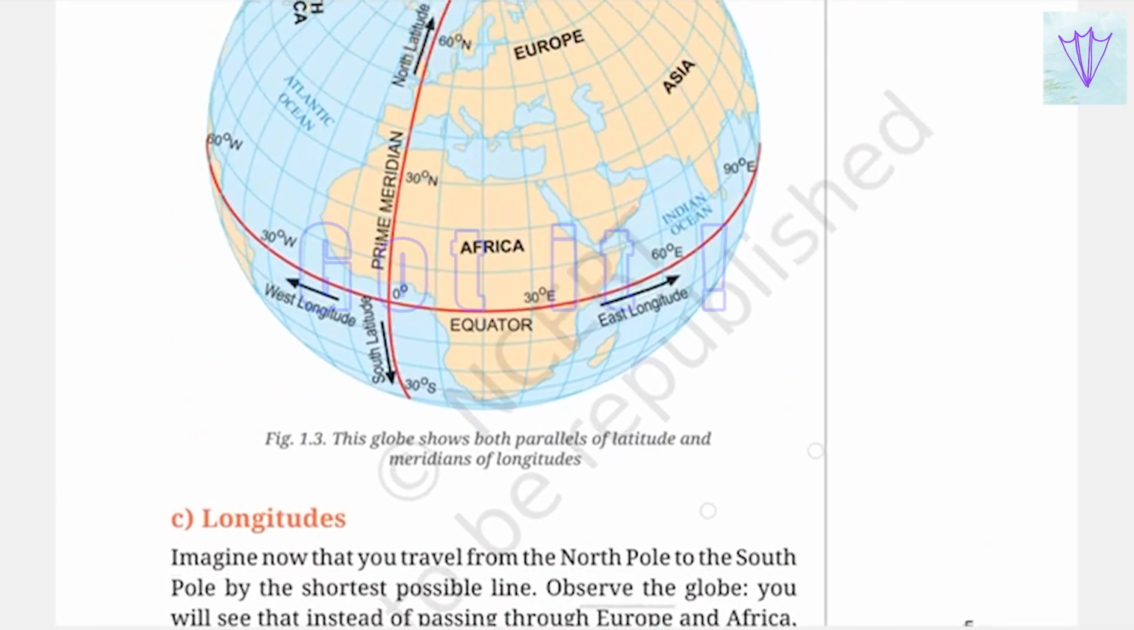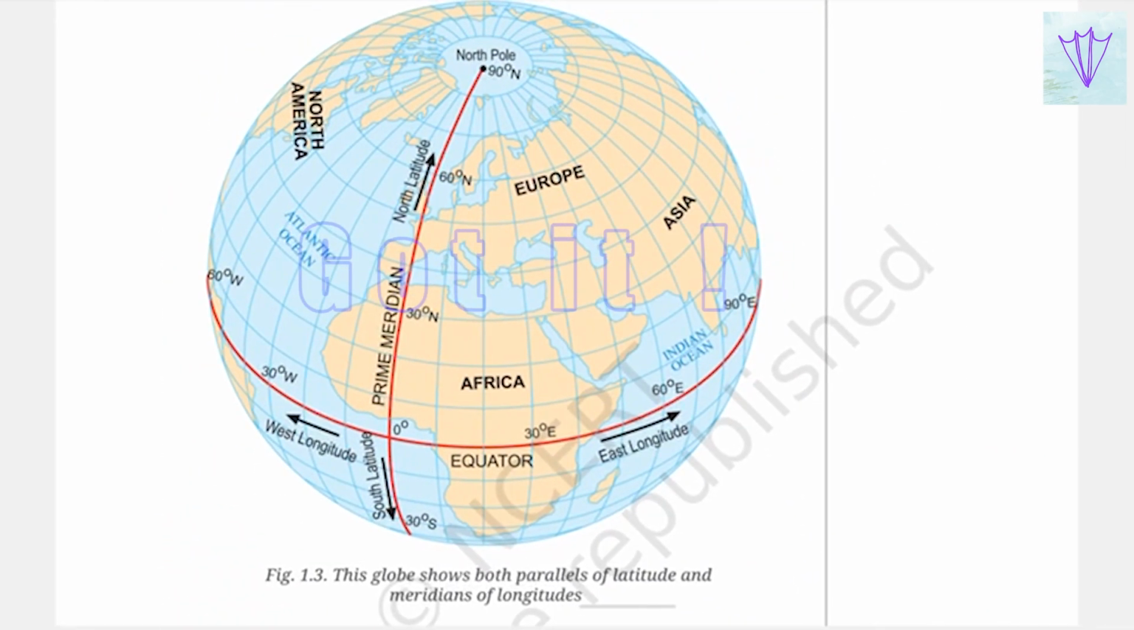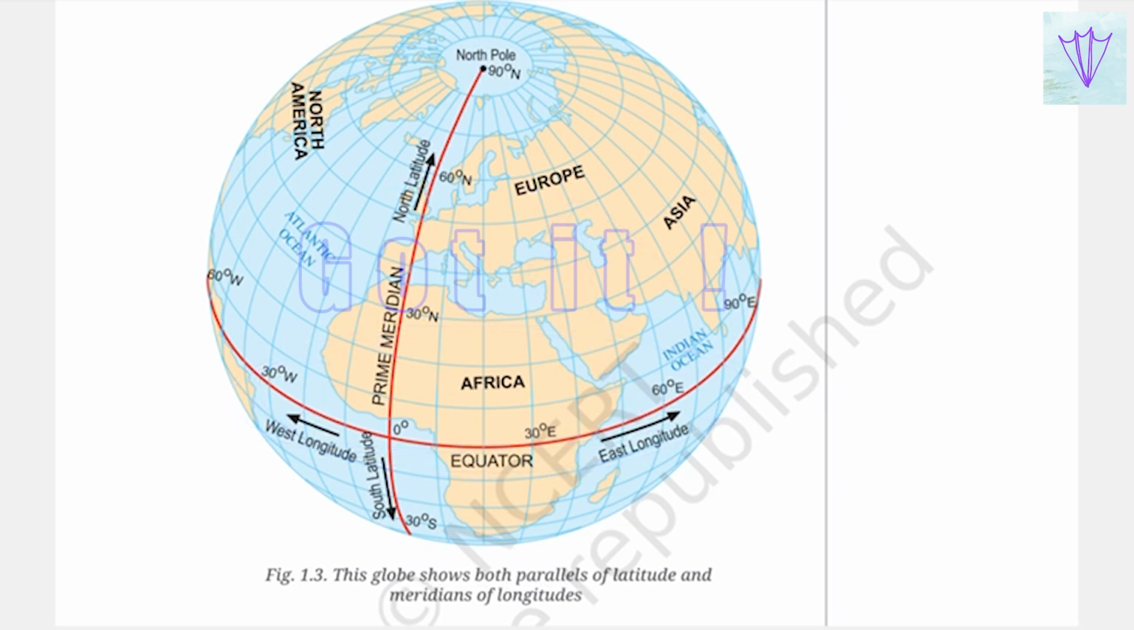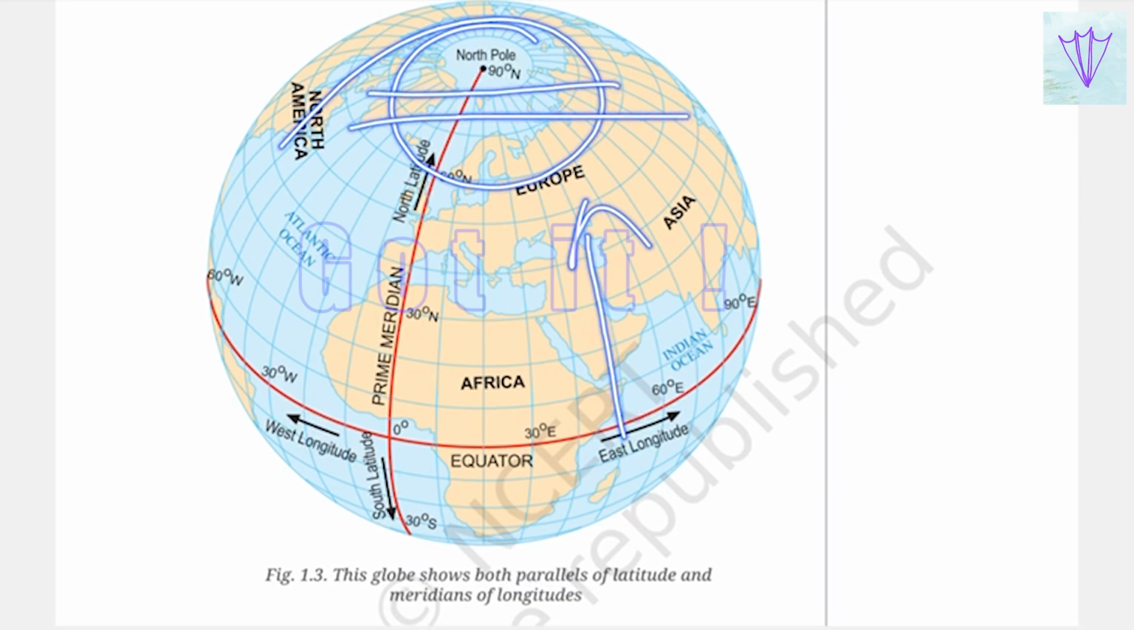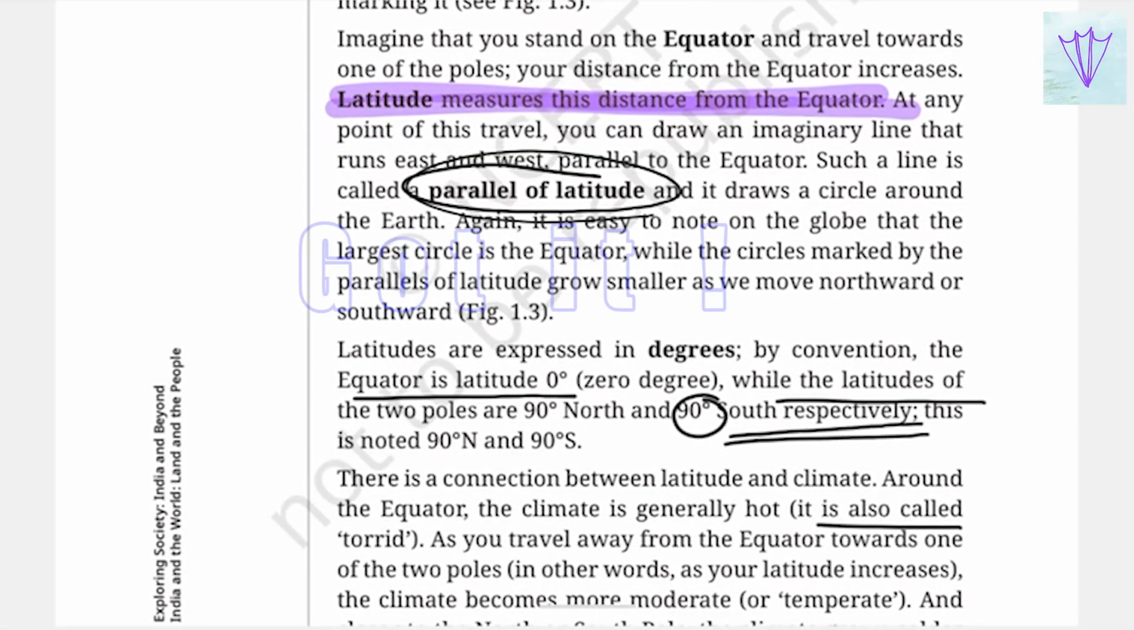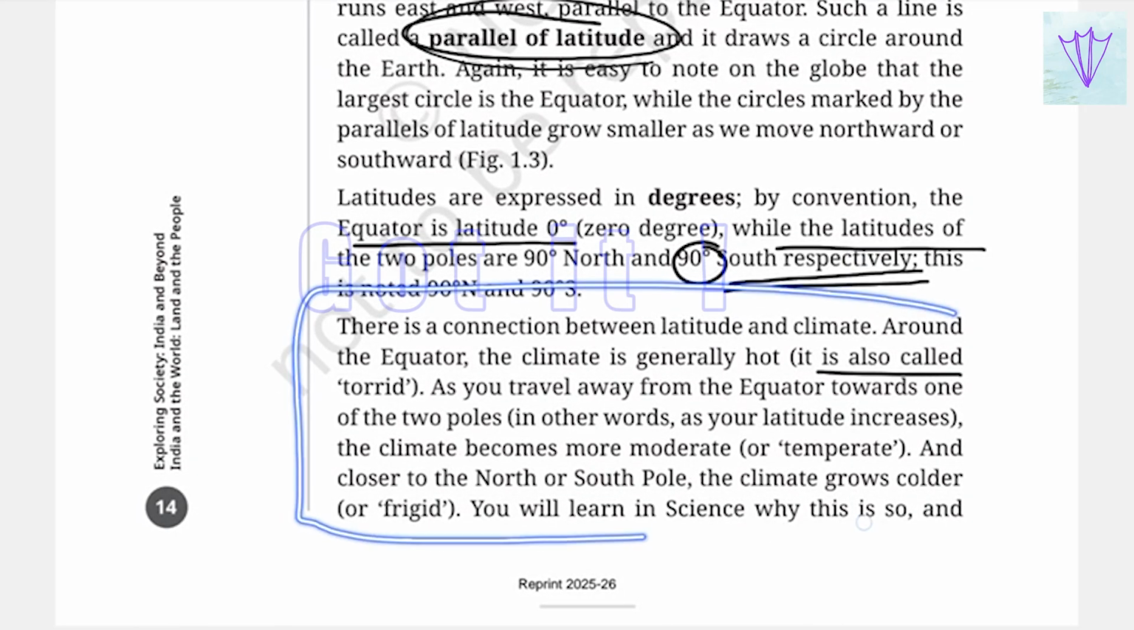So here we can observe in the diagram that near the equator it will be hot, while the temperature will keep on reducing until we reach the north pole, and the north pole will be the coldest place. That is what they are trying to tell in this diagram.